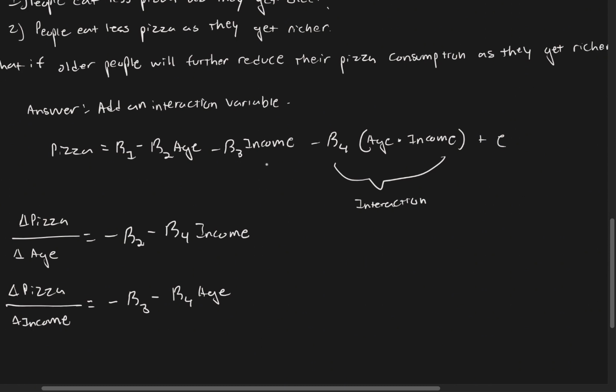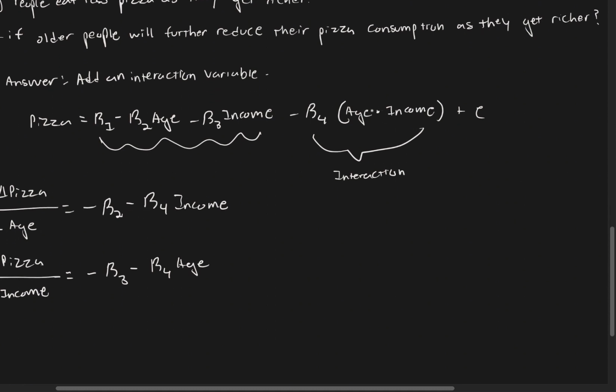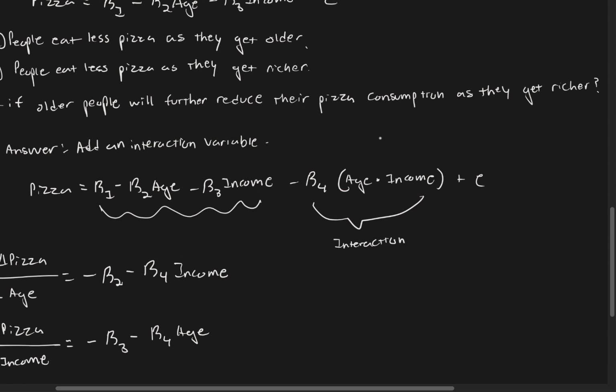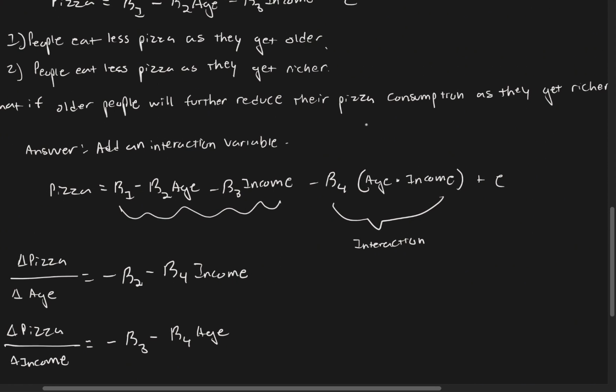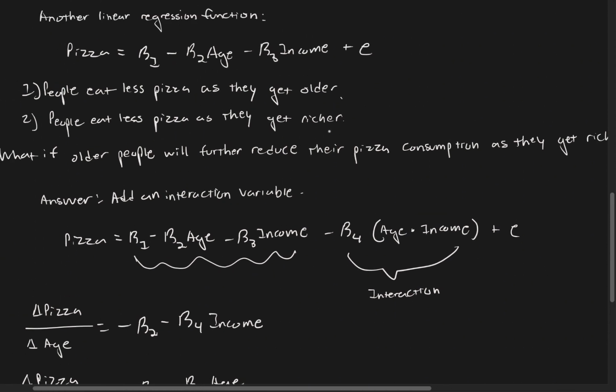So we have the same regression right here, but then we add an interaction variable given by the coefficient of minus beta 4 and then age times income. And this is important because now this accounts for people that even further reduce their pizza consumption despite them getting older and wealthier.